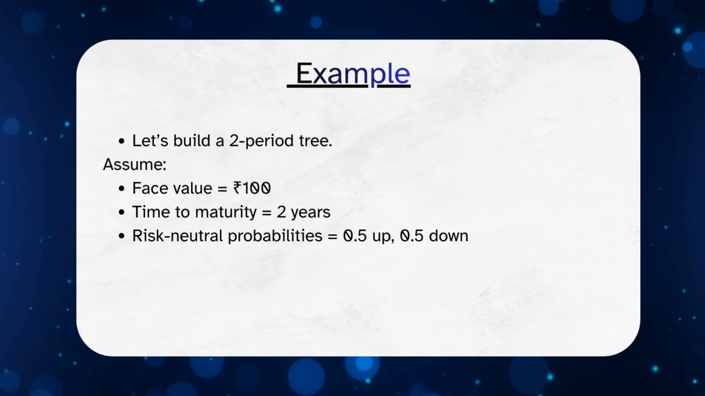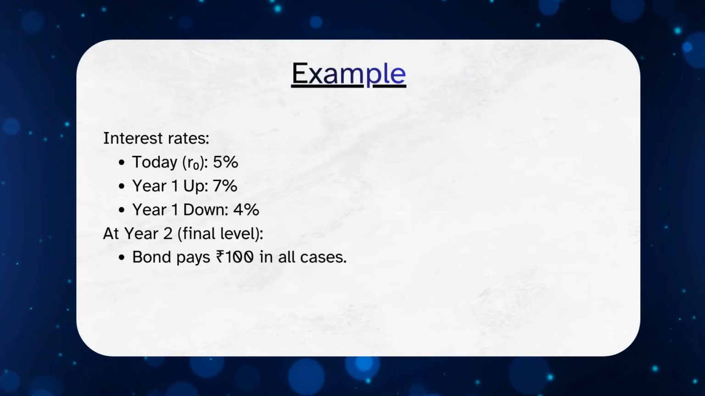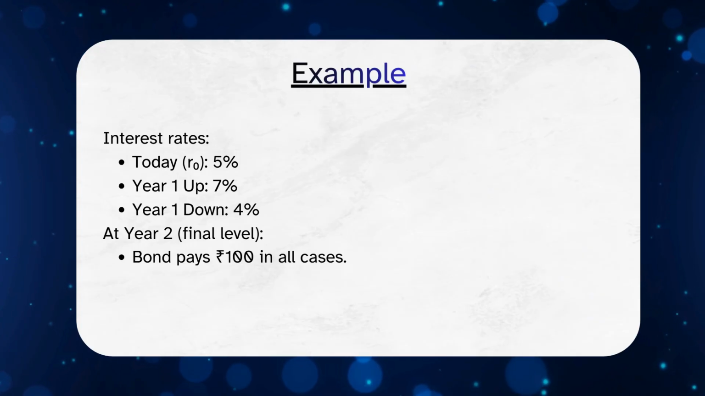To solve this, we set up our example. Today, the interest rate is 5%. After 1 year, the rate may rise to 7% or fall to 4%. After the second year, no matter which path we followed, the bond pays 100 rupees.